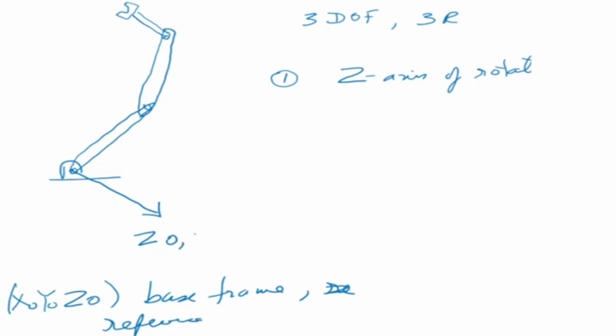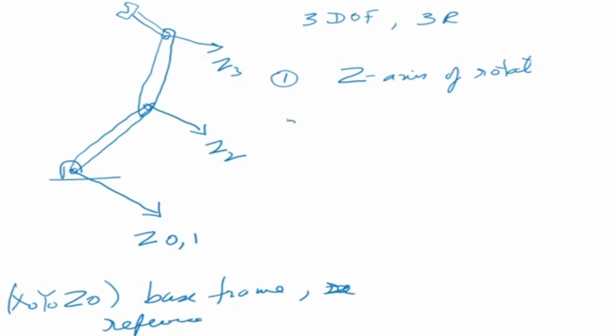Z0 and z1 is the axis fitted onto the first link, z2 is the axis fitted onto the second link, and z3 is the axis fitted onto the third link. Okay, so 0 is our reference frame. First link we put axis 1, second link we put axis 2, and third link we put axis 3.